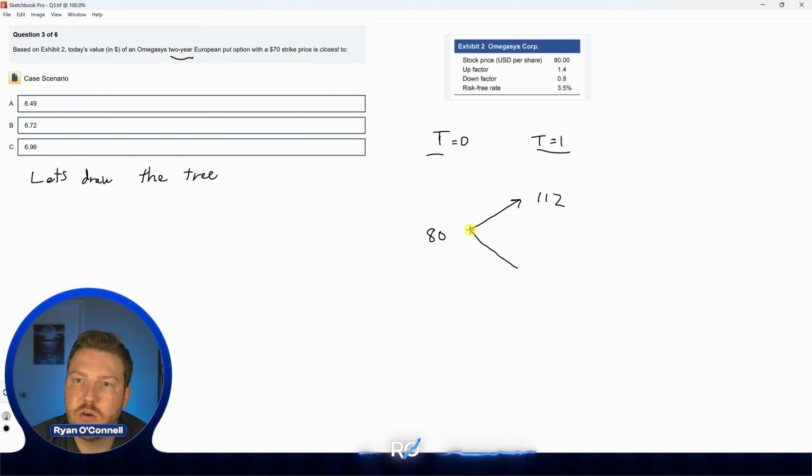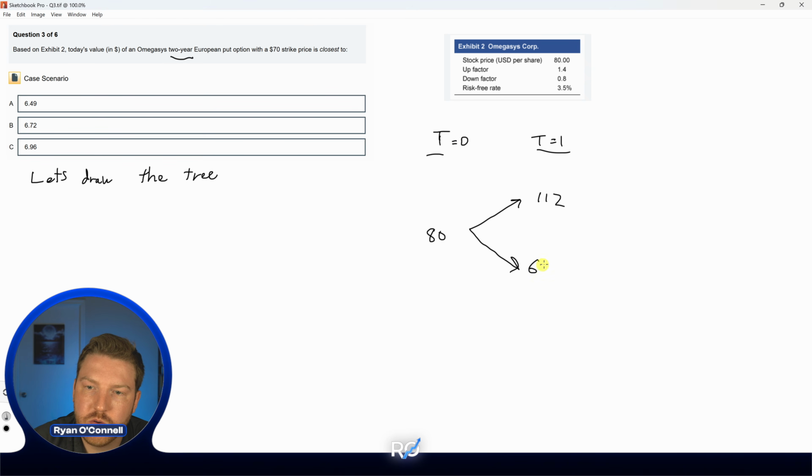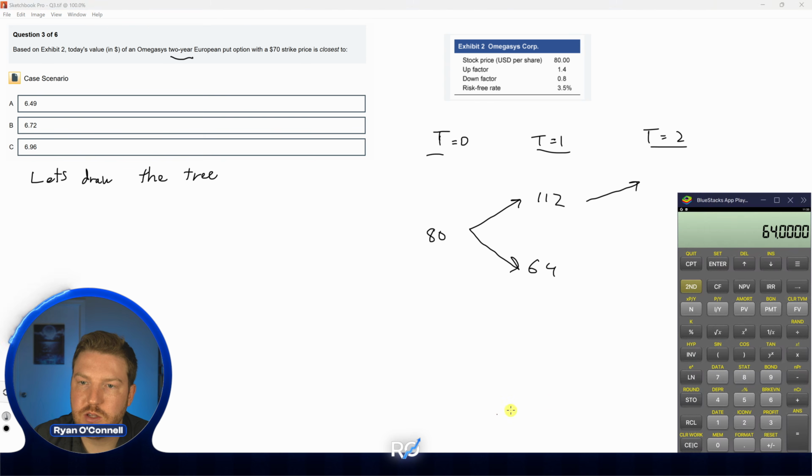And then it could go down, and the down factor is 0.8. So that's 0.8 times 80, which I believe is 64 off the top of my head. Let's see. Yeah, 64. And now we're going to go out to 2 years instead of just 1. So we'll go one step further. Now it could go up and then up again. If it went up the first time, the value is 112, so that's 112 times the 1.4, which would be 156.8.